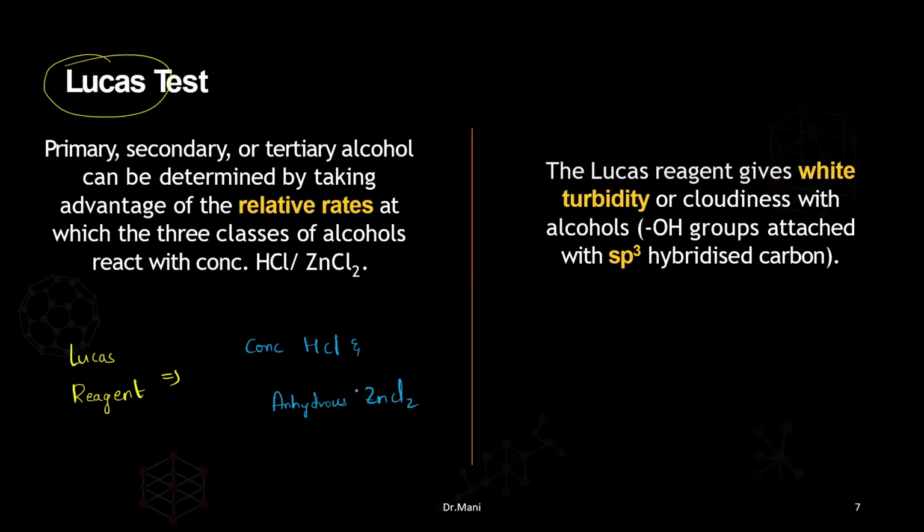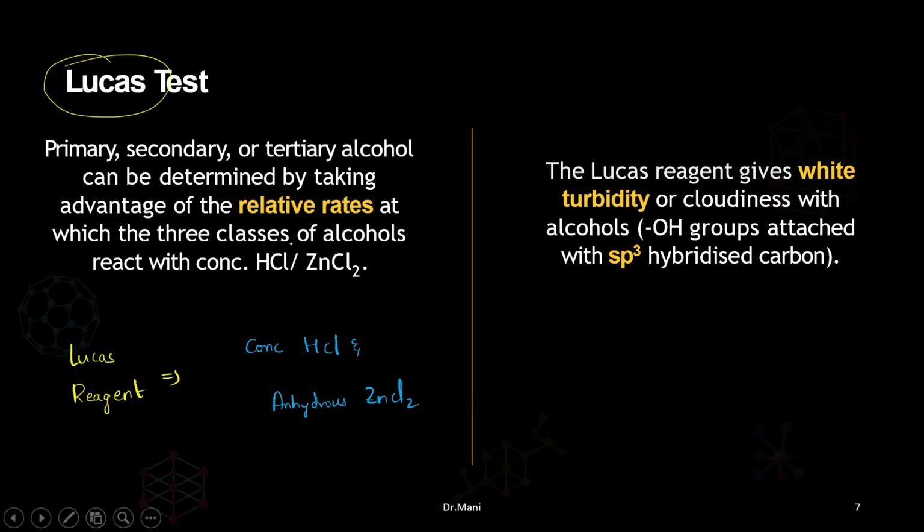So this mixture, we call it the Lucas reagent. And we are doing this test using this Lucas reagent, so it's called the Lucas test. Primary, secondary, and tertiary alcohols can be determined by taking advantage of the relative rates. Okay, so how are we differentiating here?